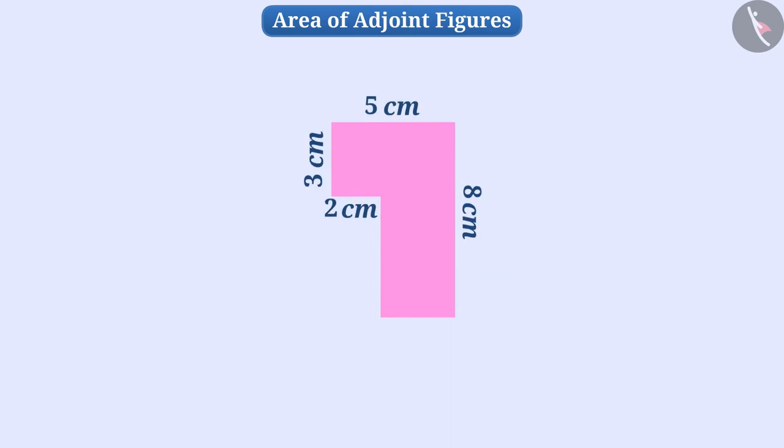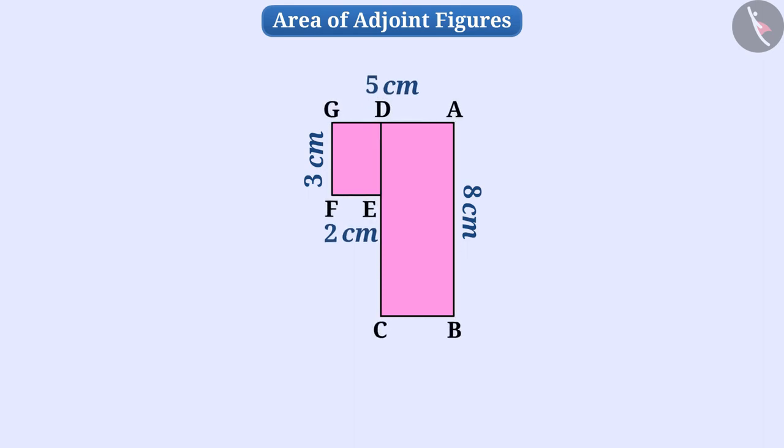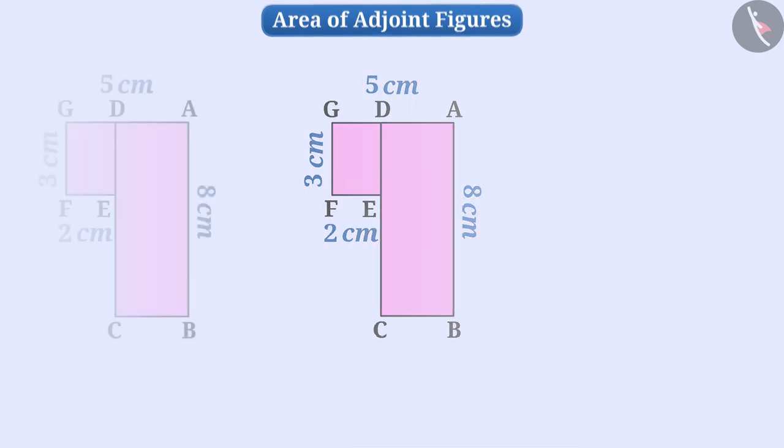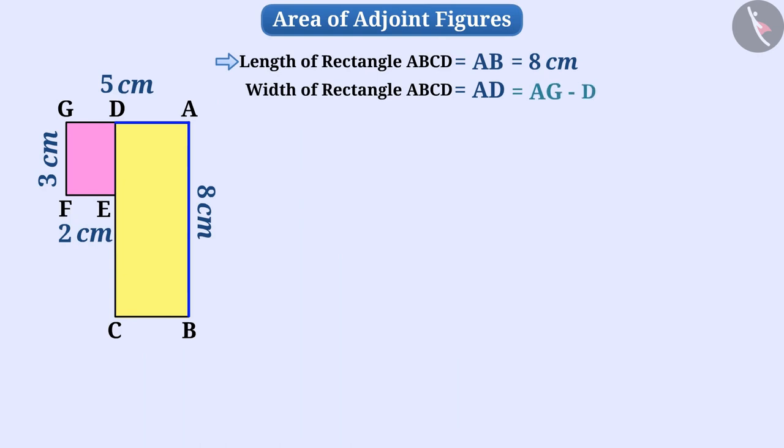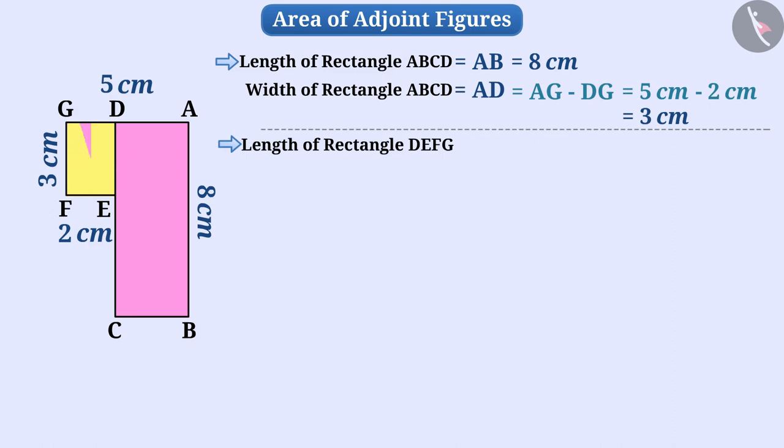Now, look at this figure. Can you tell what will be its area? Think. Let me tell you. We can divide the shape into two rectangles in this way. Let's name them. This is rectangle ABCD and this is rectangle DEFG. We take the length of rectangle ABCD as 8 cm and width AD is equal to AG minus DG, which is equal to 5 minus 2 cm, which is equal to 3 cm. Similarly, the length of rectangle DEFG is 3 cm and the width is 2 cm.